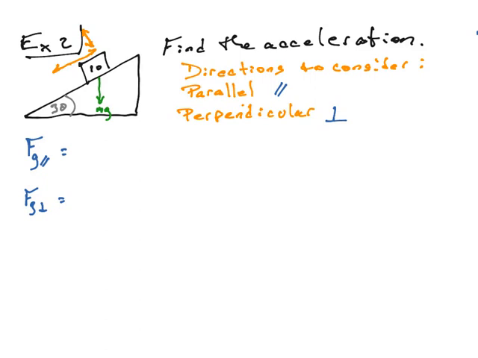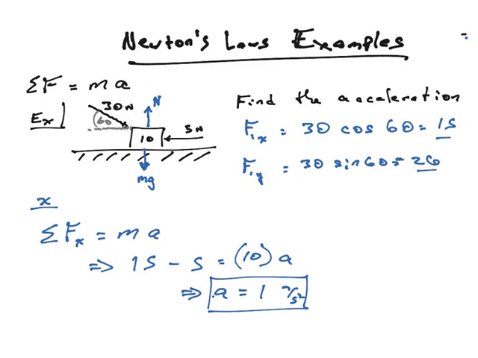Let's focus in on the object and see what to do. So here's my object, and we've got gravity pulling straight down, mg. What I want to do is take this mg, this force due to gravity, and make a triangle out of it such that one side is parallel to the surface and the other side is perpendicular to the surface. It's just like my first example over here.